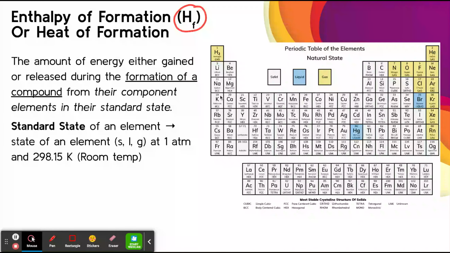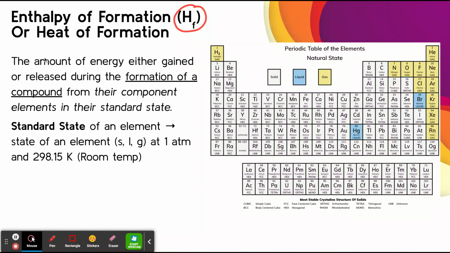Okay, and so let's say that we were looking at the compound between, just say, calcium and oxygen. So it would be solid calcium and oxygen gas, so O2 gas. Those would be the component elements of the compound calcium oxide. Okay.